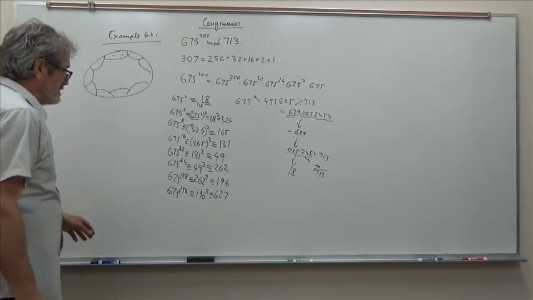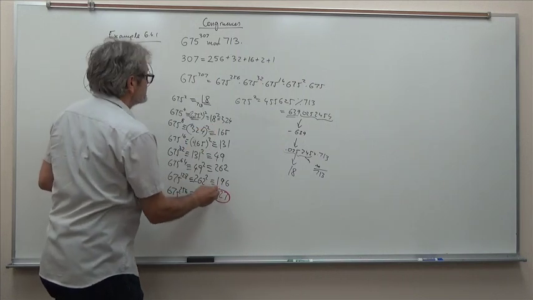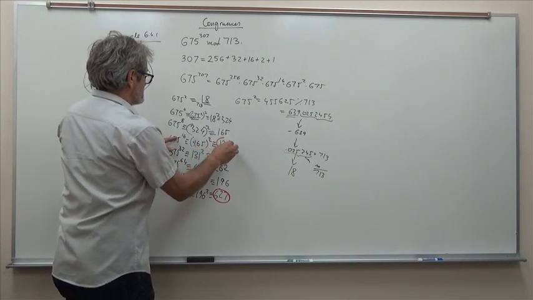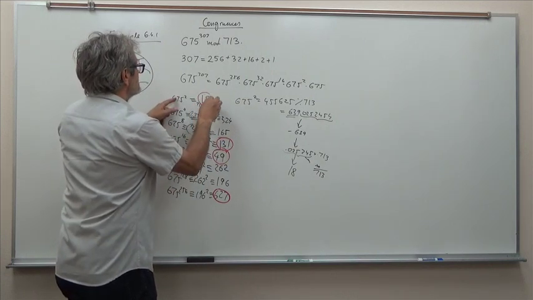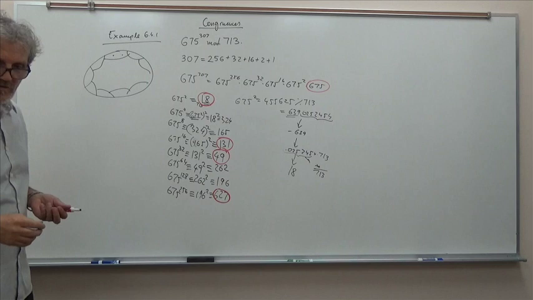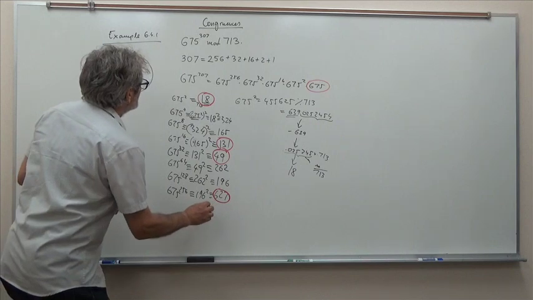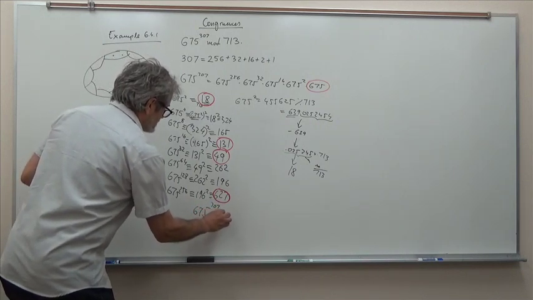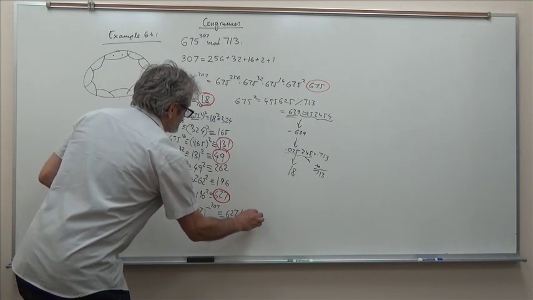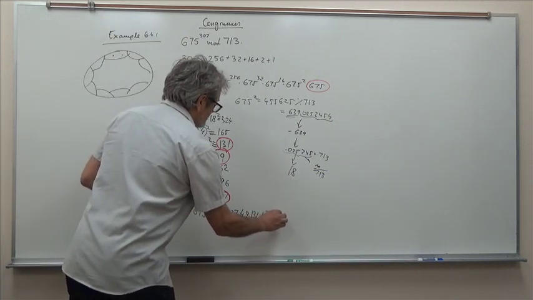Now, I have all the pieces, but I don't need all of them. Which ones do I need? Power 256, which is this number. Power 32, which is this number. Power 16, which is this number. Power 2, which is this number. And 675 itself. So generally, we can assemble them. We'll say the following: 675 to the 307 is congruent with 627 times 49 times 131 times 18 times 675.